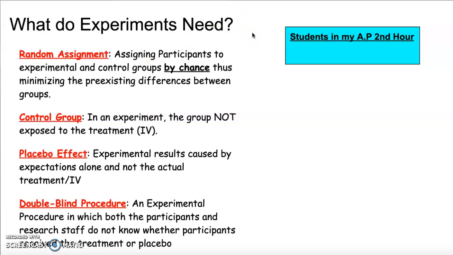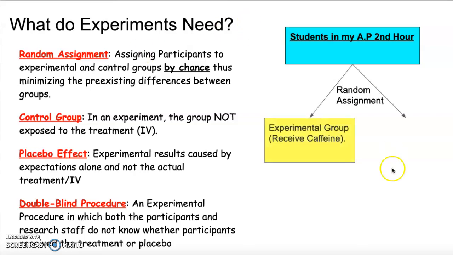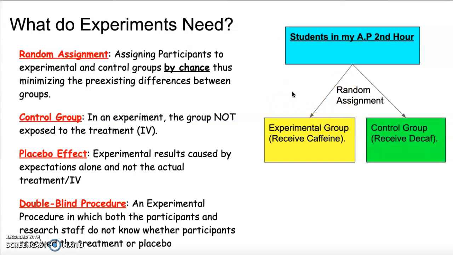So the first of these groups would be the experimental group. So this would be the group that would actually receive what we would call the treatment or the independent variable, or in the case of this study, the caffeine. So half of the students would randomly be entering the experimental group, and then the other half would go into what we would call the control group. And the control group in an experiment is the group simply that does not get the treatment.